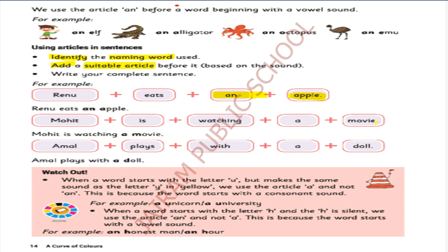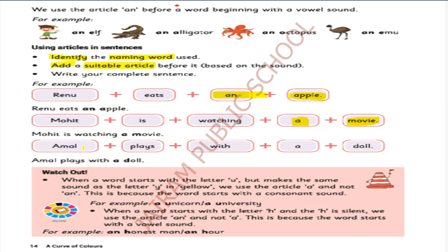Now the second sentence. Mohit is watching a movie. Mohit is watching dash movie. Look at the naming word movie. One movie only he is seeing. It is a singular naming word. He is not seeing movies. It's movie only. So movie is a singular naming word. What is the beginning sound? It is yum. It's a consonant sound actually. So we add a suitable article based on the sound. The sound is a consonant sound, so I'm adding the article a in front of the word movie. Mohit is watching a movie.